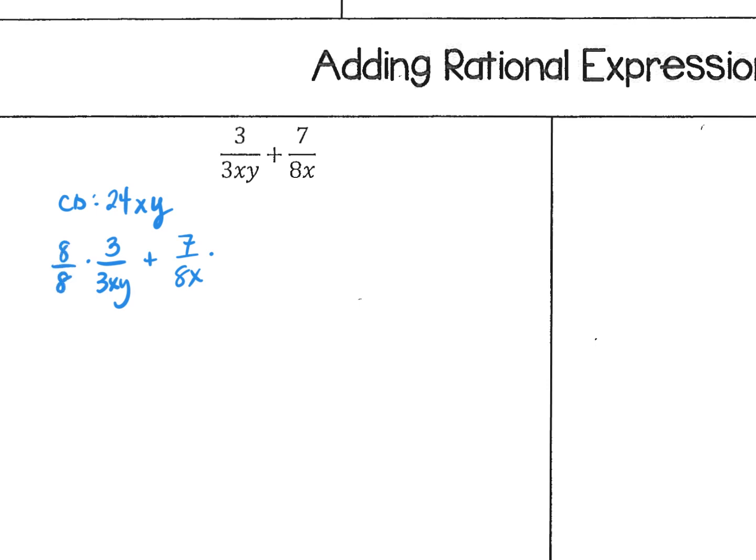What about the 8x? What do I need to multiply this one by to make it match? How do I get this to match this? Not just a 3. It has an x. 3y. Ah, 3y. So now we have everything over 24xy. 8 times 3 is, and then 7 times 3y, 21y. Can we add those together?